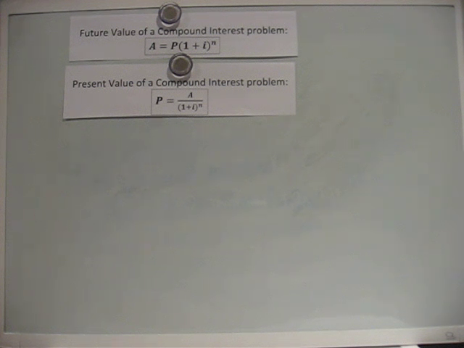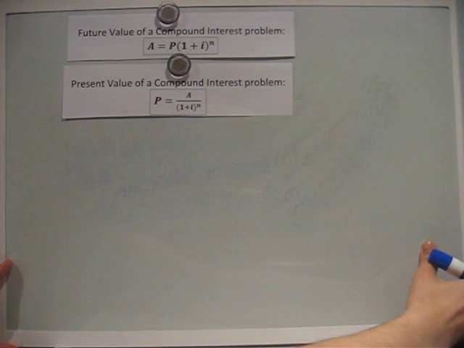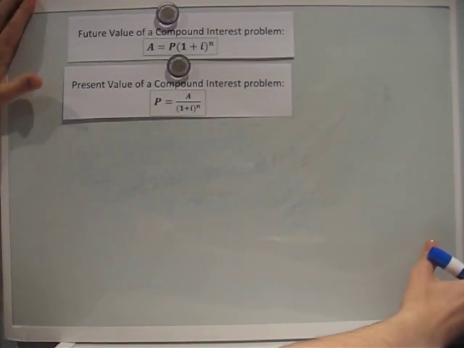Now, what I'd like to do instead is compute the present value of a compound interest problem. So instead of solving for A, the future value, I'd like to solve for P, the present value. We can take this general formula and rearrange it to look like this instead. So just rearranging it, we can have P equals A divided by (1 plus i) to the n. The values in both equations have the same meaning.